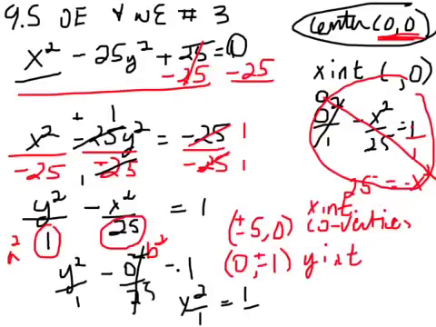And I'll make 1 a fraction by sticking it over 1. And if I cross multiply, y squared times 1 is y squared. And 1 times 1 is 1. And if I square root both sides, I get y equal plus or minus 1.